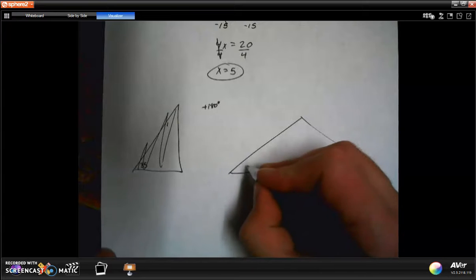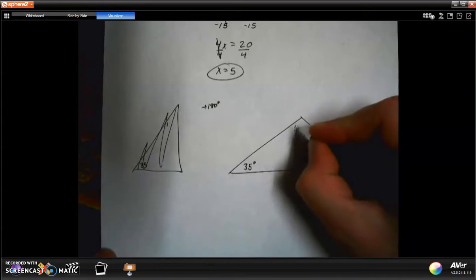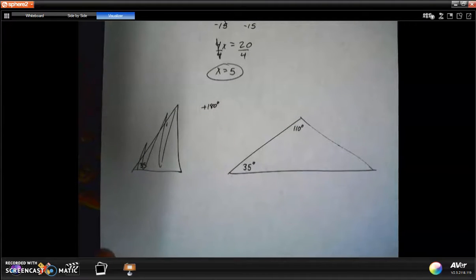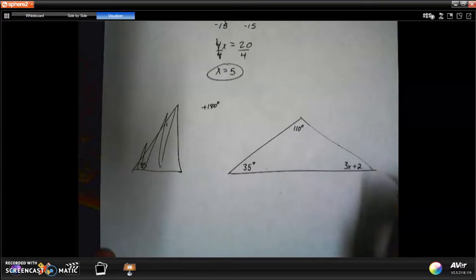So now, let's say this angle is 35 degrees. The angle up here is 110 degrees. That's why I had to redraw it, because I had to make sure it's a big angle. And this angle is 3x plus 2. Can we find what x equals?